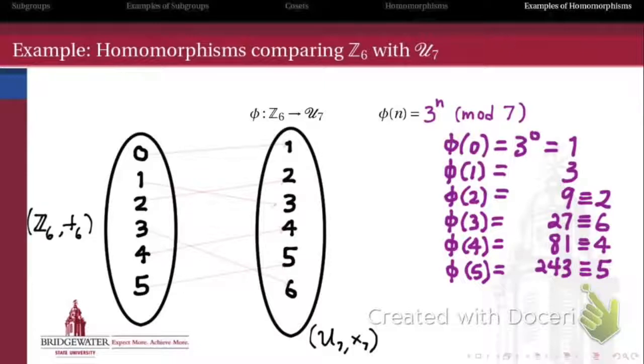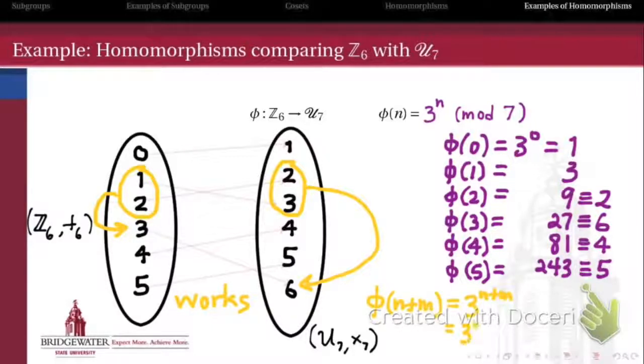Is it a homomorphism? Well, let's just take another example. Let's say 1 and 2. If I add them together, I get 3. Meanwhile, 1 goes to 3 and 2 goes to 2, and if I multiply 3 and 2 together, I get 6. But this time, 6 is actually the image of the sum of 1 and 2 in the original group. So it works out. Phi of 1 plus 2 is equal to phi of 1 times phi of 2. And in fact, it also works in general. Phi of n plus m is indeed equal to phi of n times phi of m. So this is a homomorphism from Z6 to U7.